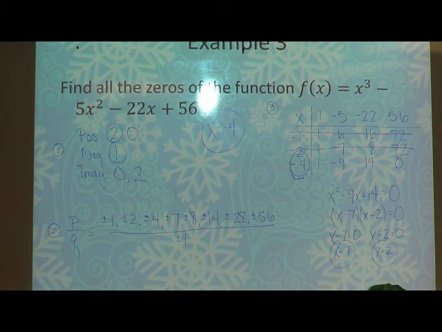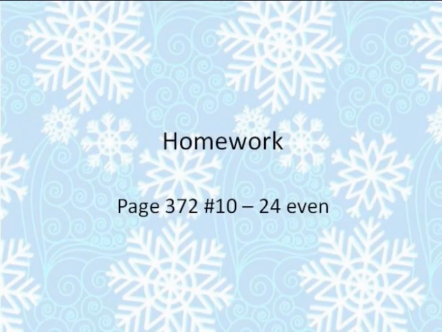Again, make sure you have those things copied down. Make sure you have all that information. Make sure the process starts with how many positives, how many negatives, how many imaginaries. Find the P over Q. Do synthetic division. And then after the synthetic division, you're either factoring, using the quadratic formula, whatever you may need to do to solve that completely. Your homework, page 372, 10 to 24 even.